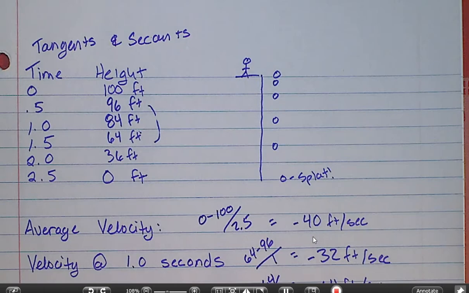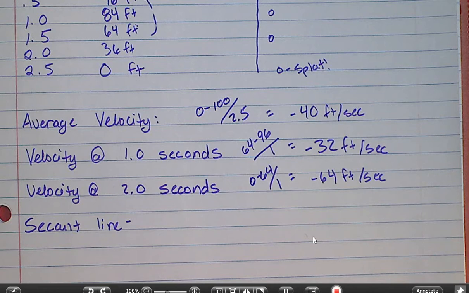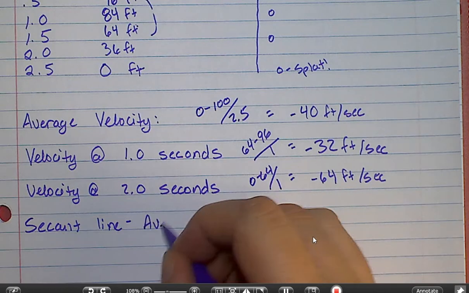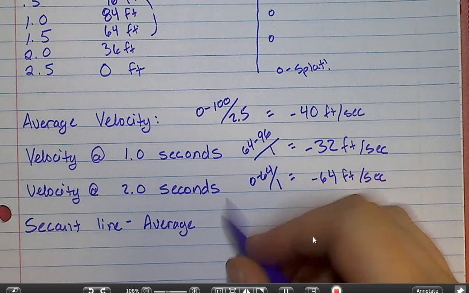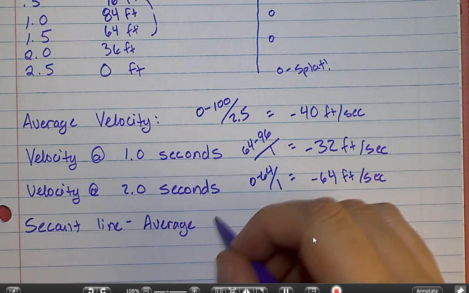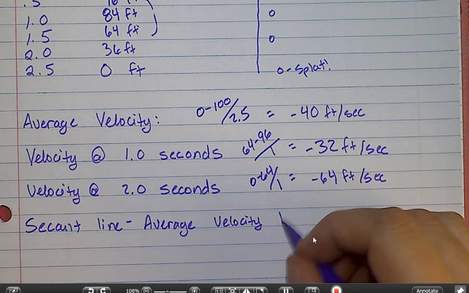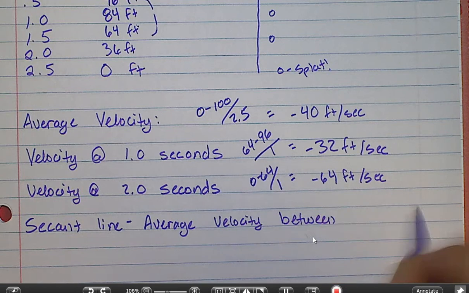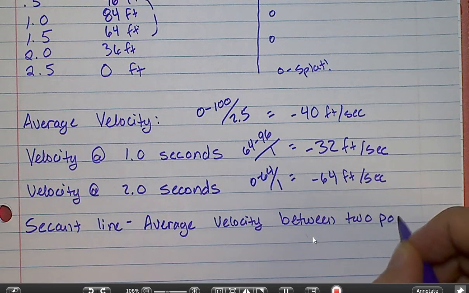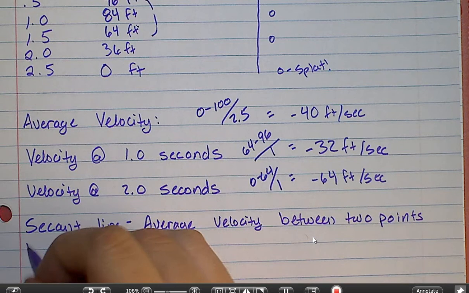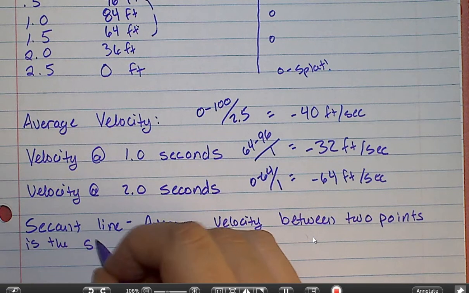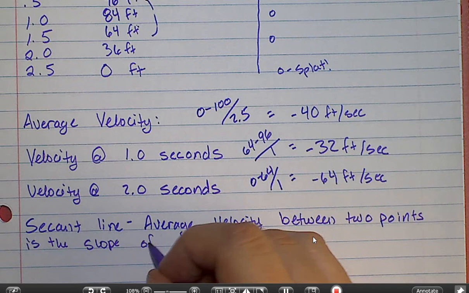All right, so I want to say this right. I'm going to say it wrong if I just say it from my memory. So I'm going to actually use your textbook here. Okay, so the secant line is the, in this case it's average. In this case it's velocity, but it won't always be velocity. Sometimes it'll be other things. Average velocity between 2 points is the slope of the secant line.